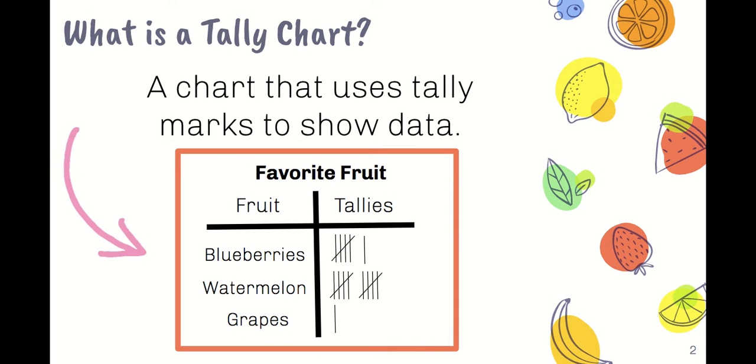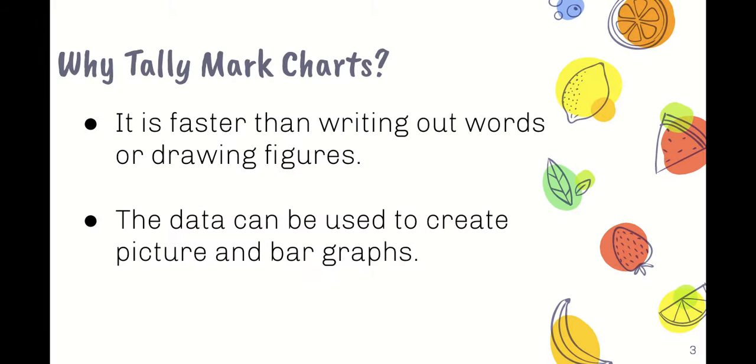So here is an example of a tally chart, a chart that uses tally marks to show data. Now, again, data is different information. And so here, this is talking about favorite fruit and how many people or how many votes each fruit got. So on this side, we see the different types of fruit that was asked, and then these tally marks show us how many votes per fruit.